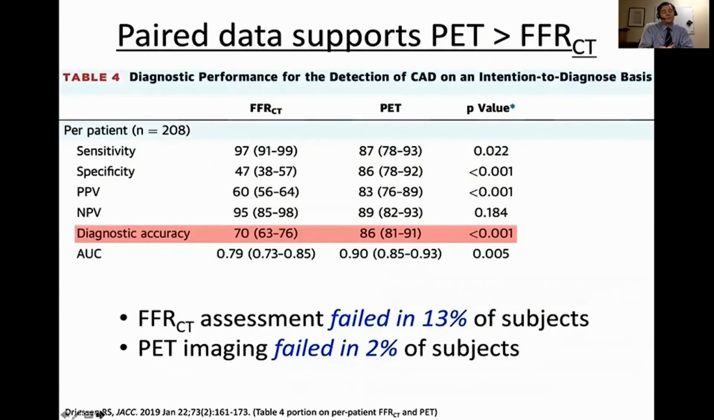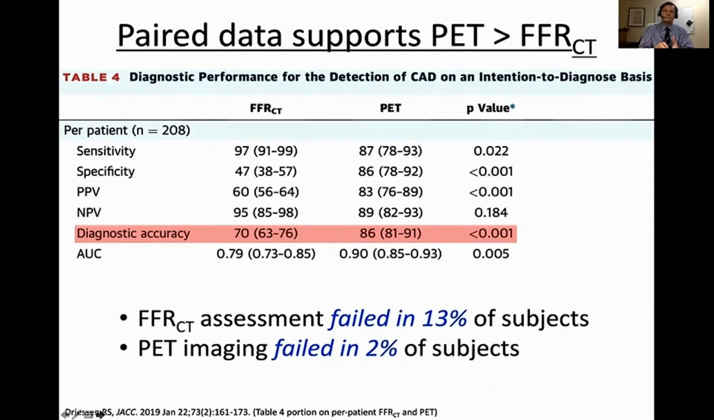Well, there was a separate paper that came out in JACC about 2.5 years ago asking that question. And part of the challenge in PACIFIC is that while they got CTAs in everybody, not all of those CTAs could be post-processed for FFRCT. And of course, some patients, for whatever technical reason or claustrophobia or what have you, were unable to undergo PET imaging. So PET imaging failed in about 2% of subjects, whereas FFRCT assessment failed in 13% of subjects.